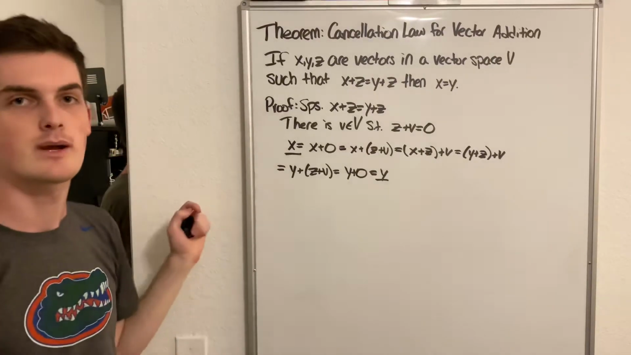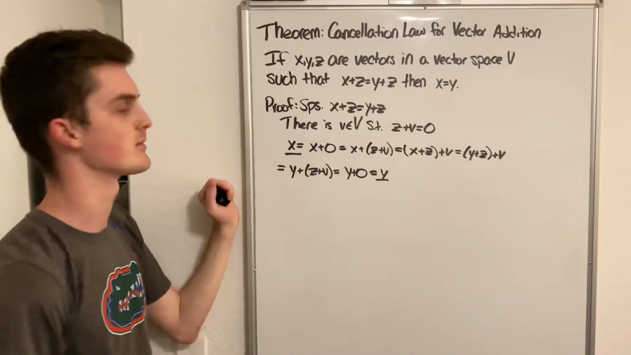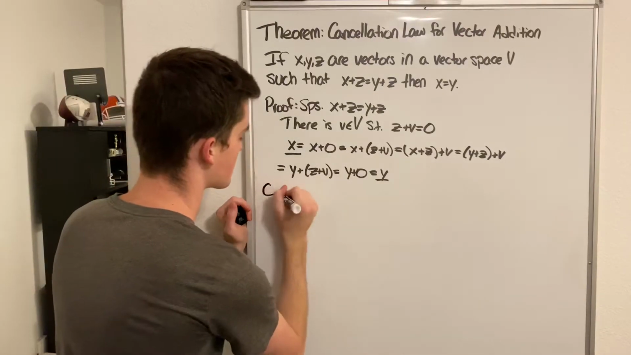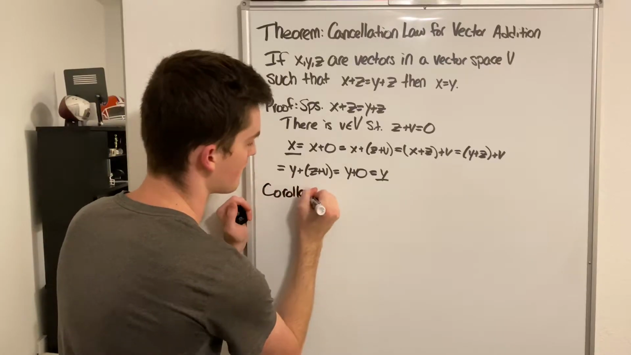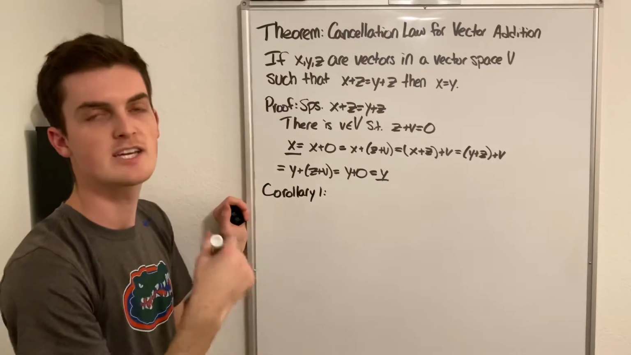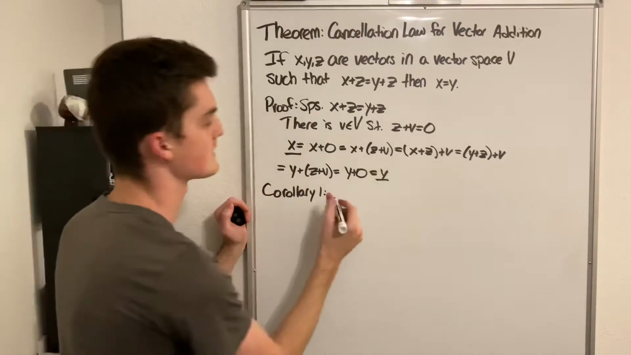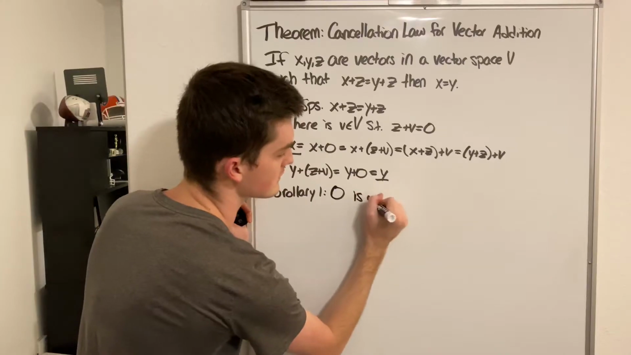Well, there are also important corollaries that come along with this theorem, and that is such. There is corollary 1. There is a unique 0 vector in our vector space. 0 is unique.